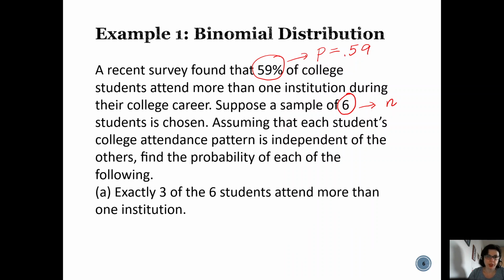So, what is the question? The question is saying, what are the chances exactly 3 students attend more than one institution out of 6? So we're going to call that number of successes. That's your X. So you've got 3 things: N, which is the number of trials; P, which is the probability of success, so that's 0.59 chance; and then X is 3. And we want to know what is the chance that 3 students out of 6, or 2 students, or 1 student. So anytime you do exactly this number, we're going to go ahead and use GeoGebra, and I'm going to show you how.